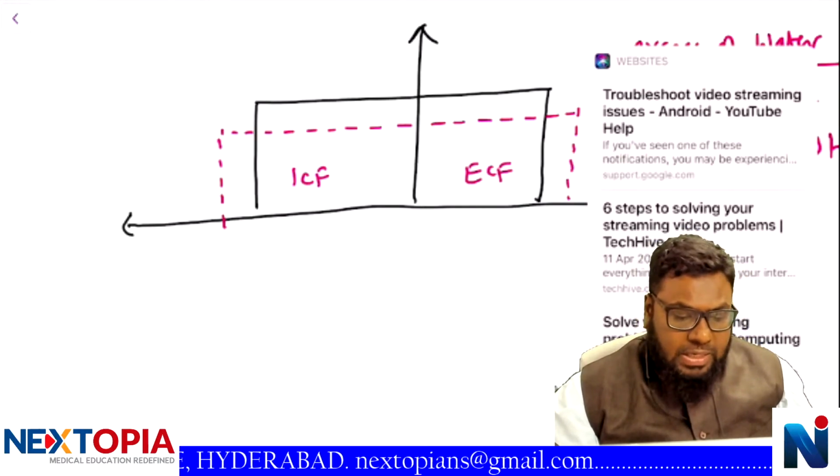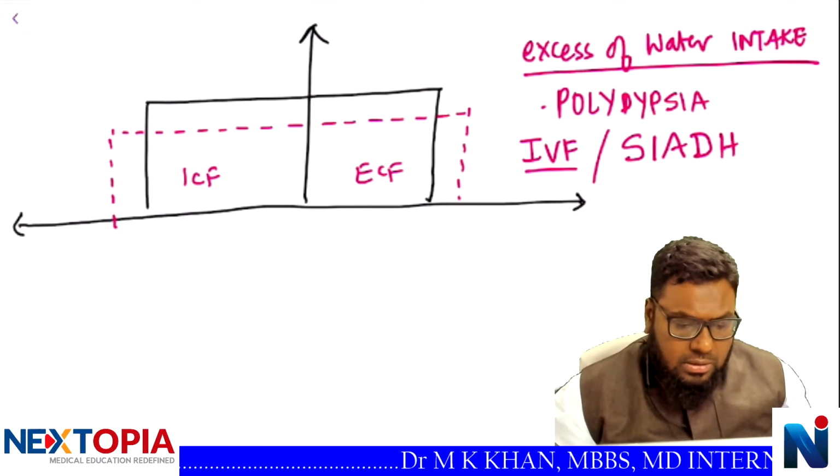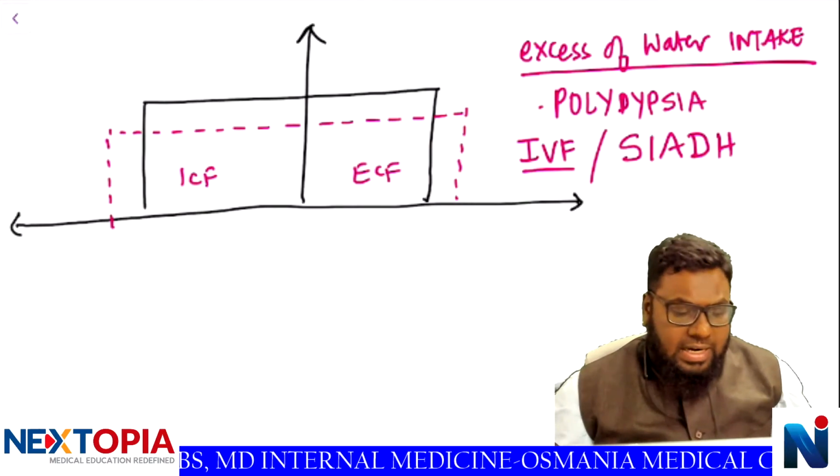So in this example, there is net gain of water both in the ECF and ICF. Let us see the next example.